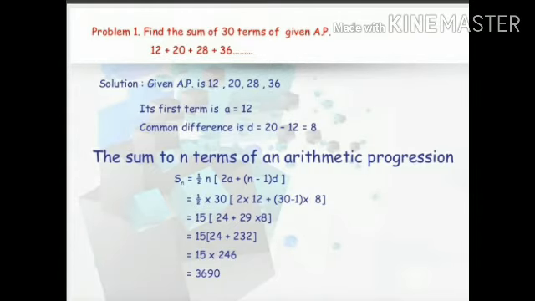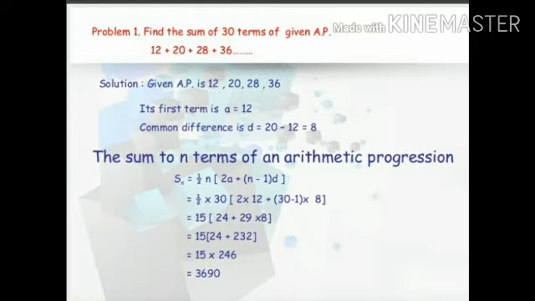Now we write down the formula: Sn equals half into n into the bracket 2a plus the bracket n minus 1 into d. Okay, dear students, half into n is 30, into the bracket 2 into a is 12, plus the bracket 30 minus 1 into d is 8. Now we simplify that. Half into 30 becomes 15, and in the square bracket 12 into 2 is 24 plus 30 minus 1 is 29 into 8.